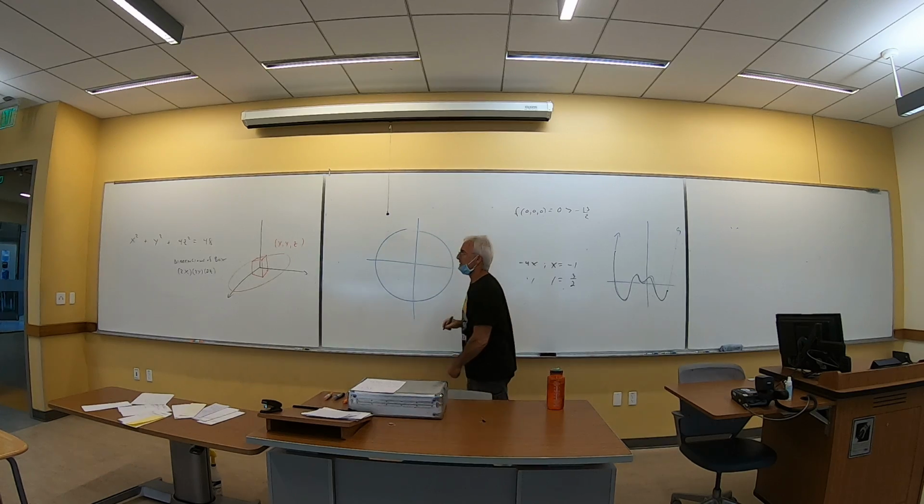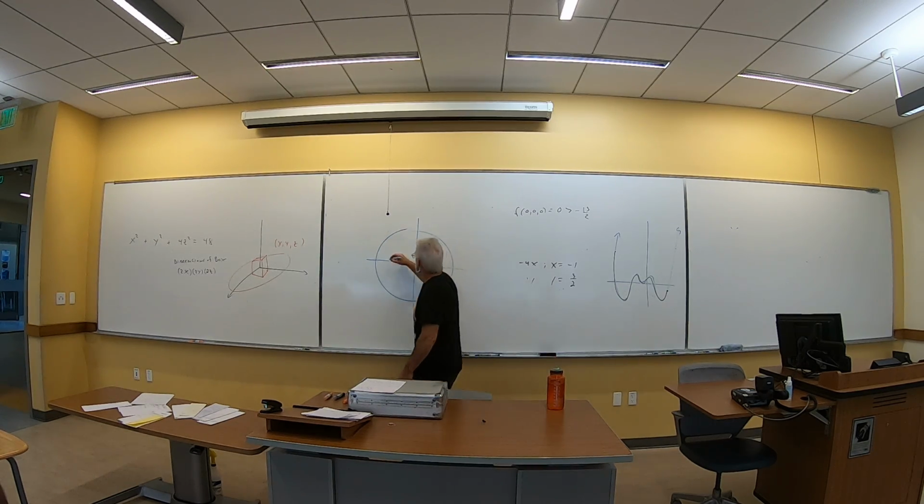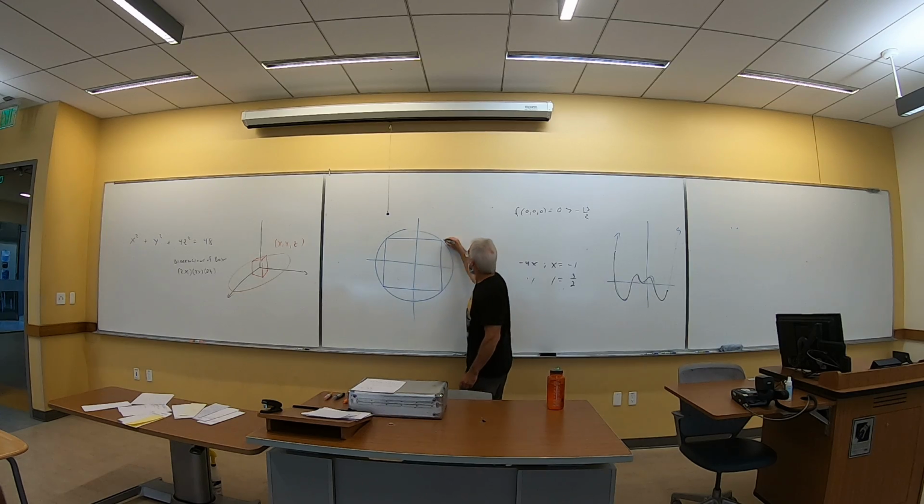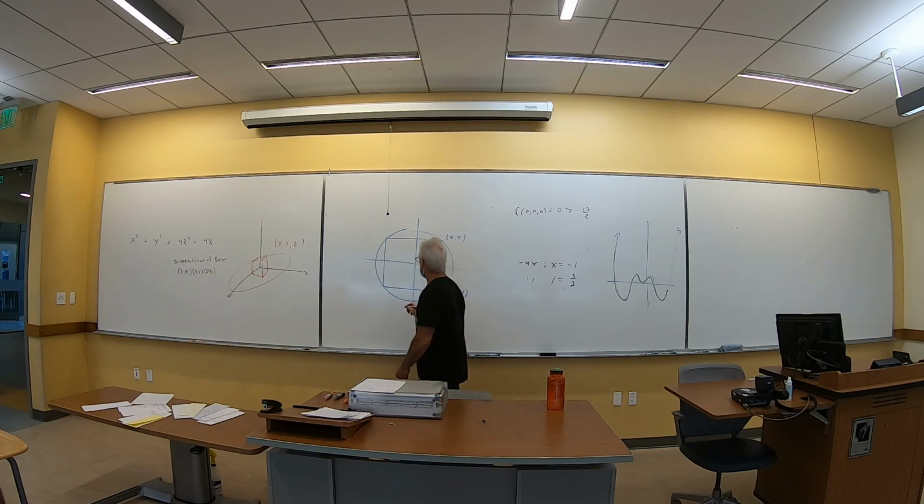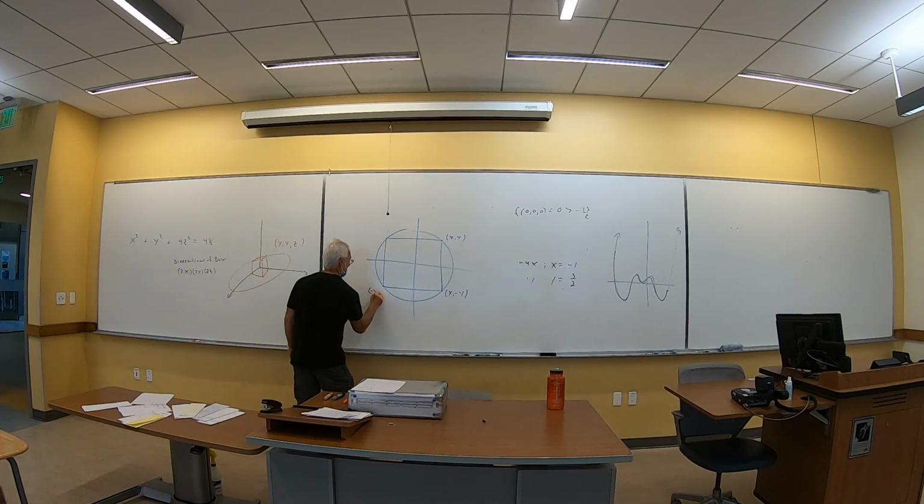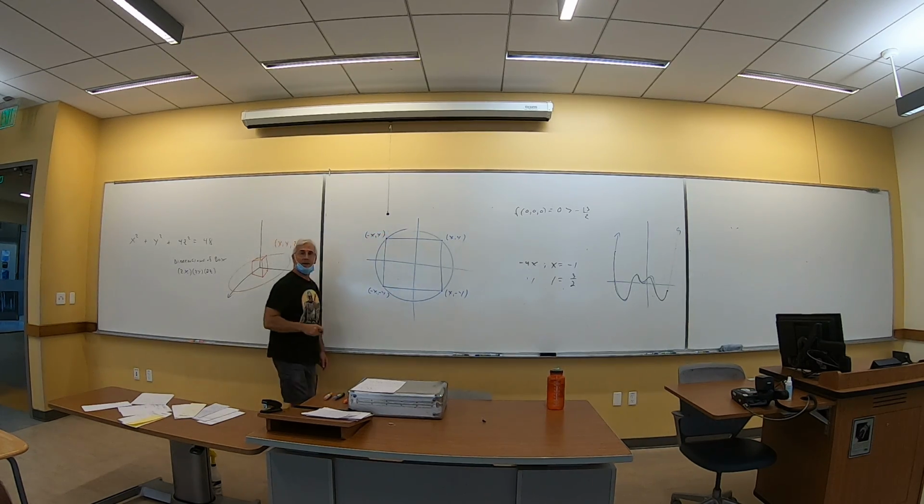I have a circle centered at the origin, and I want to put a box inside the circle. Okay? It's not important that it's a square or anything else, but it's a box. If that point is x comma y, then I know that point is x comma negative y because of symmetry. That point is negative x comma negative y. That point is negative x comma y. Okay, does everybody agree with that?